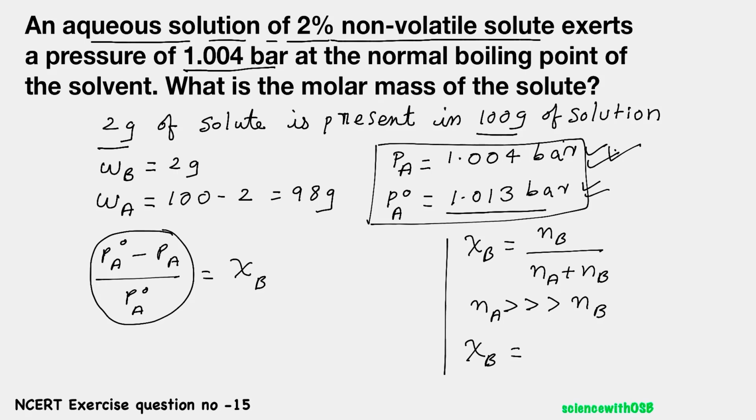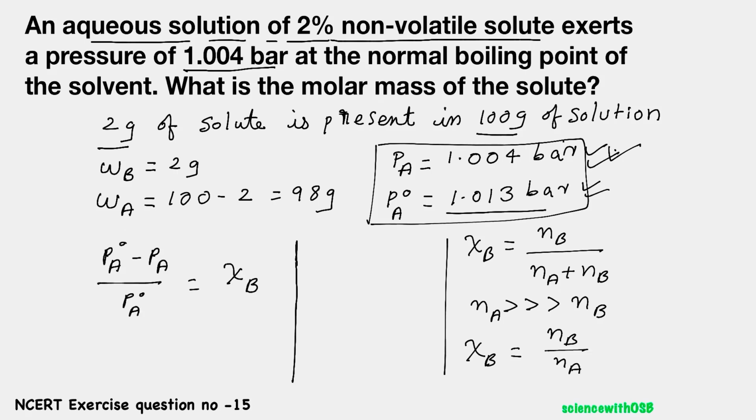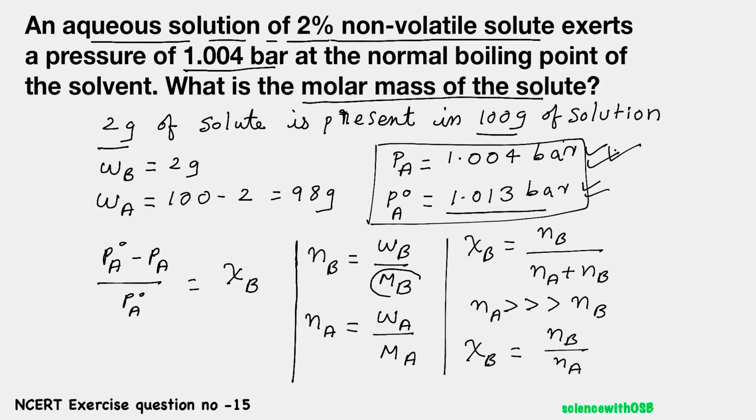So chi B is equal to NB by NA. Now what are NB and NA? NB is the number of moles of solute, which is the mass of solute by molar mass of solute. NA is the number of moles of solvent, which is the mass of solvent by molar mass of solvent. What we are supposed to find in the question is the molar mass of the solute, that is MB.